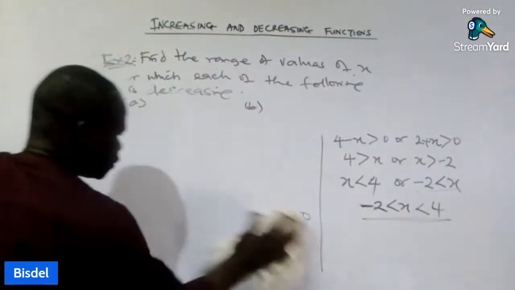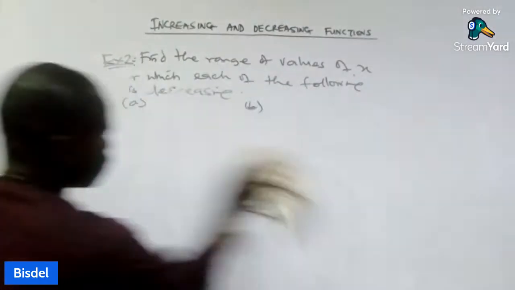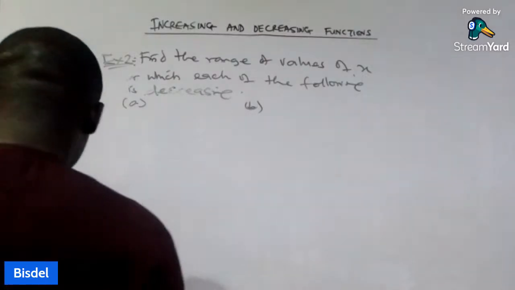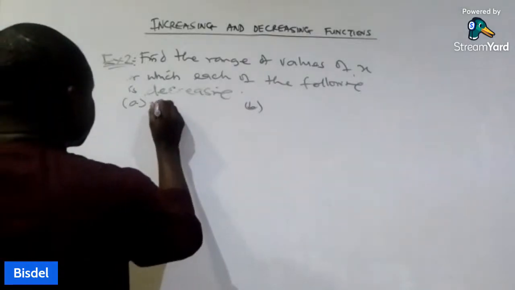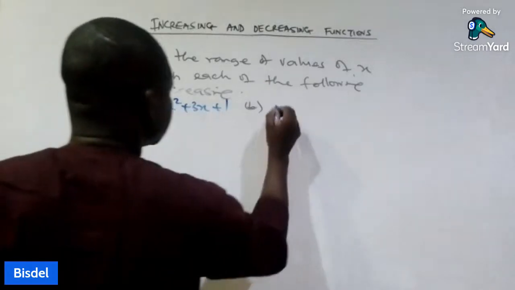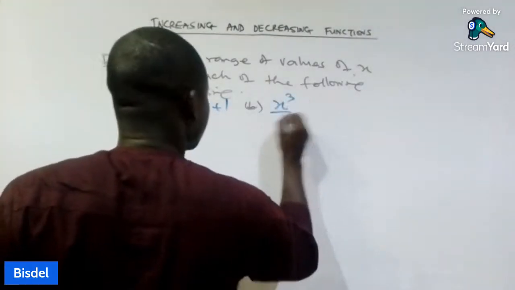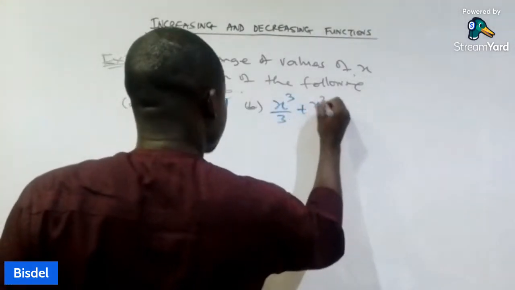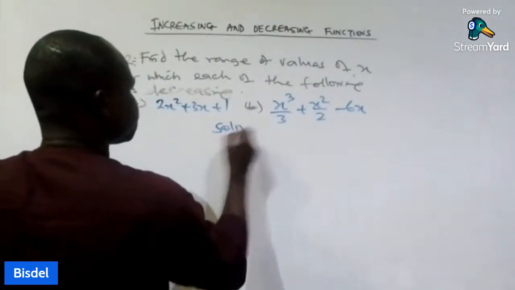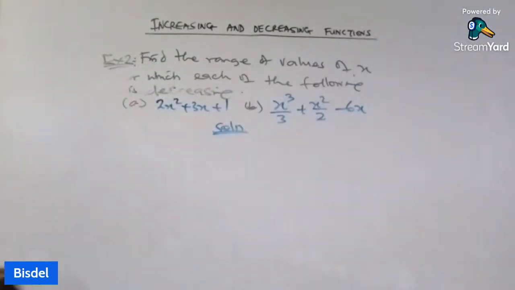That is what we want to do. For which the function is decreasing. So let's see the functions: 2x squared plus 3x plus 1, then we have x cubed all over 3 plus x squared all over 2 minus 6x. So these are the two functions that we want to find the values of x for which they are decreasing.